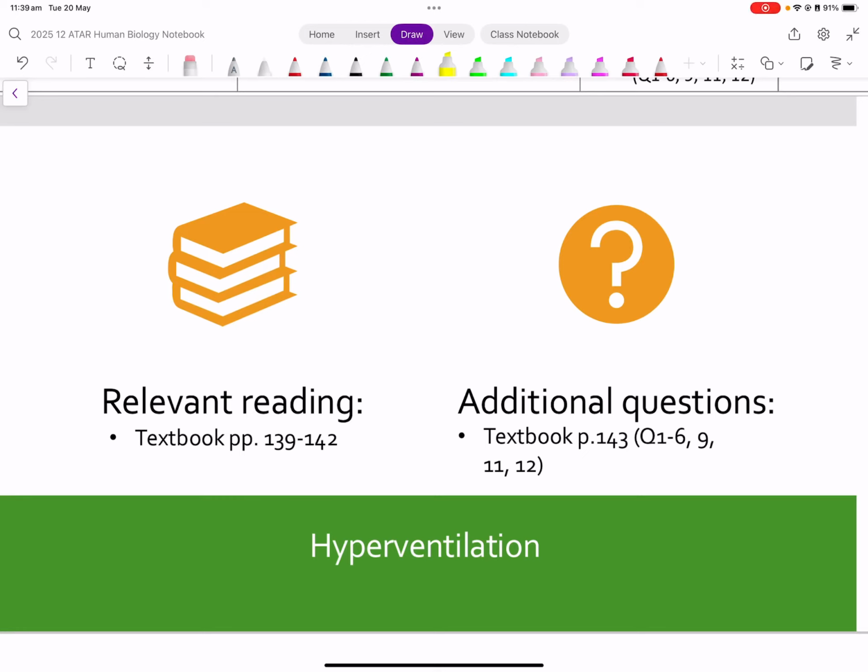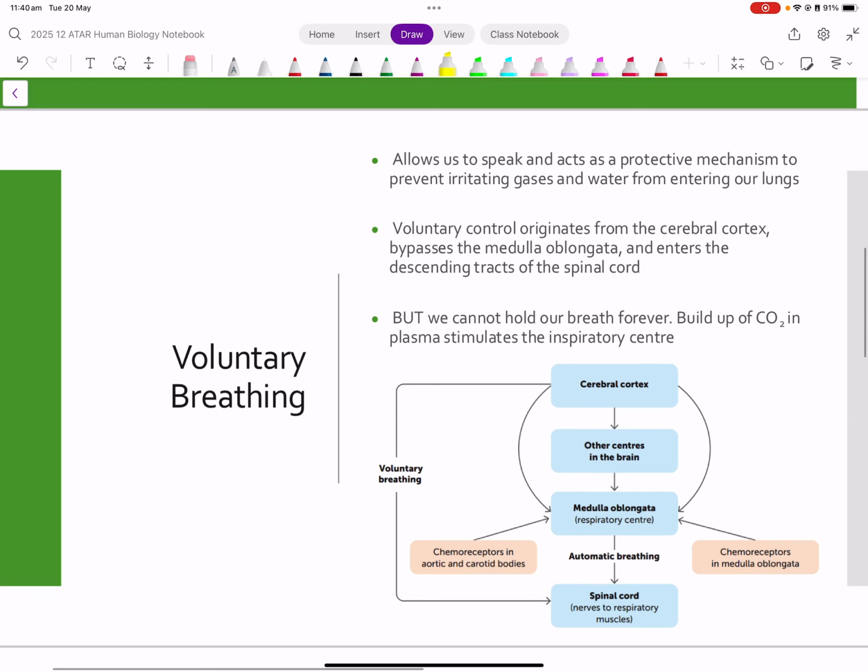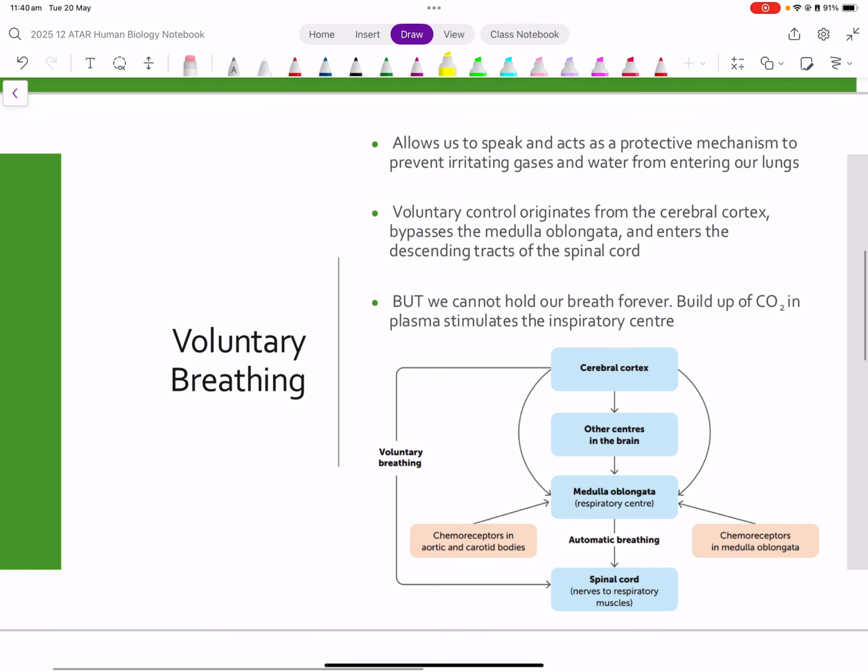What we're going to look at in this lesson is a quick offshoot of gas exchange and gas regulation in the human body by looking at hyperventilation and some associated examples. So when we're talking about voluntary breathing, we spoke about this yesterday. Voluntary control of breathing comes from the cerebral cortex or the cerebrum.